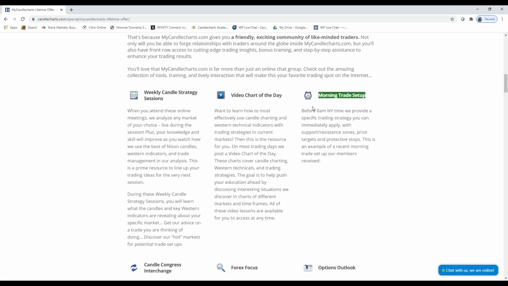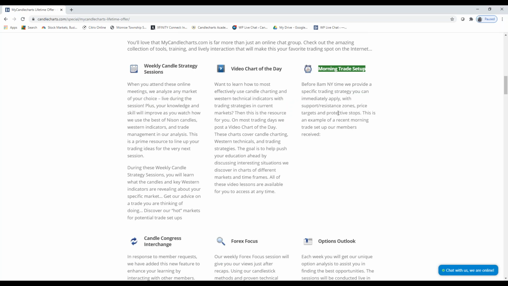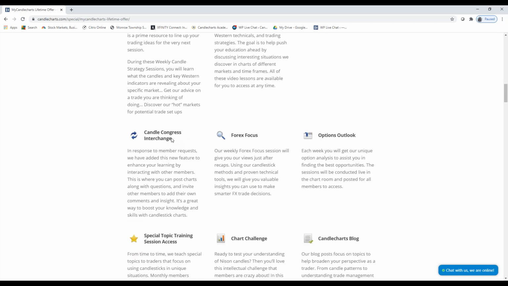Then we have a morning trade setup. That's where we're showing you a video of a trade that we're either actually doing or at least considering doing for that day, along with the rationale behind where you should enter, where you should exit. We have a Candle Congress, so if you have questions and you want other members to take a look at what your question is and comment, or if you want to post a chart with a question, you're more than welcome to do that. Other members can see it and post, as well as our team will do it too.